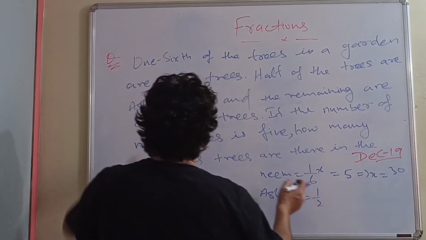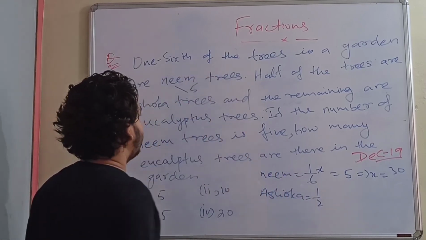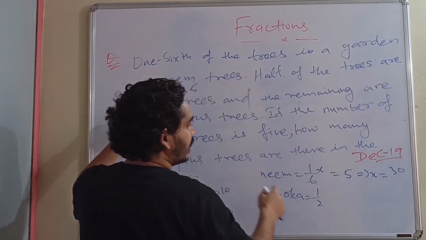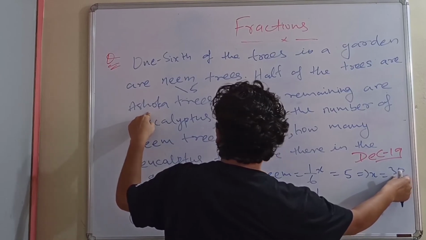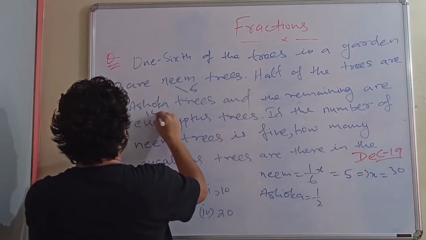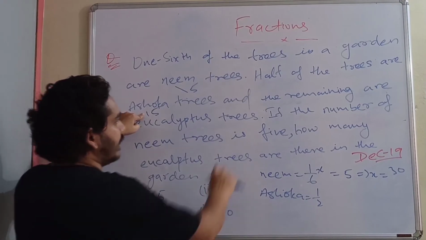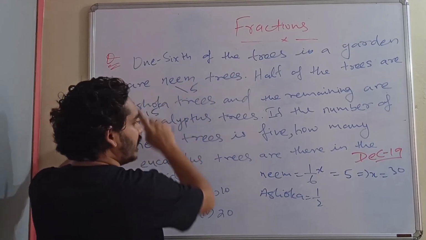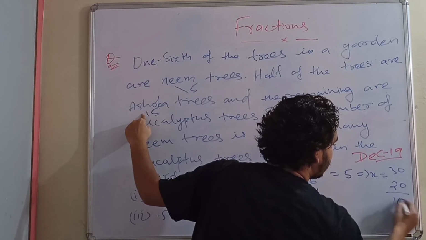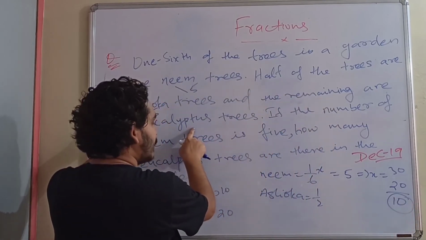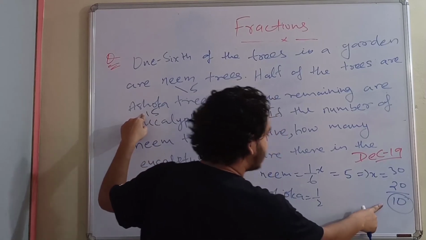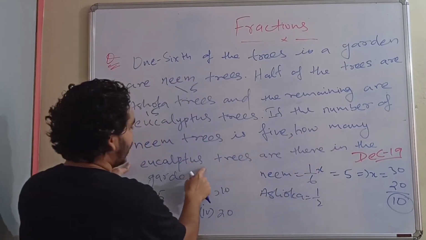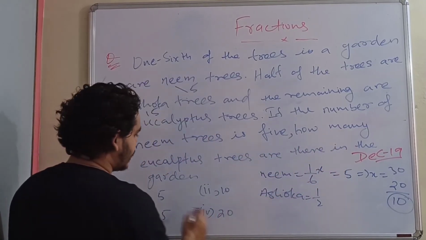Fine. Now, if you see, neem trees are how many? 5. And he is saying that half of the trees are Ashoka trees. So out of the total, half are Ashoka. So totally 15 trees are Ashoka. The remaining are eucalyptus trees. So neem 5, Ashoka 15, totally 20. Subtracting, 10 are remaining, which are only eucalyptus trees. So the remaining 10 trees are eucalyptus trees. The question is, if the number of neem trees is 5, how many eucalyptus trees are there in the garden? Answer, 10.